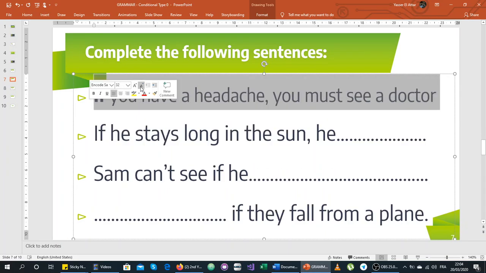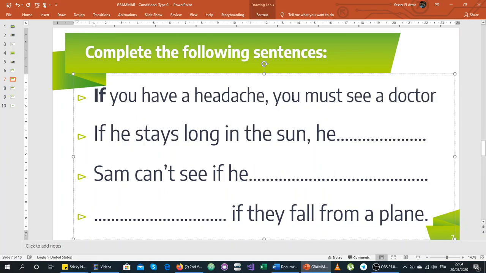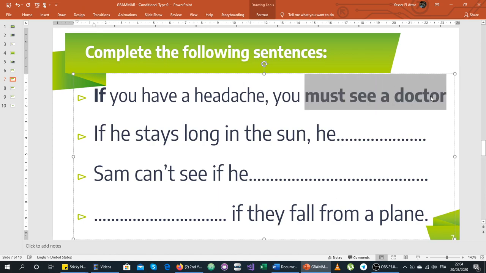Okay, let's just make it smaller. You must see a doctor. So you can use simple present, or also if you want to use modals, it is also correct. Okay, we go to the second one.